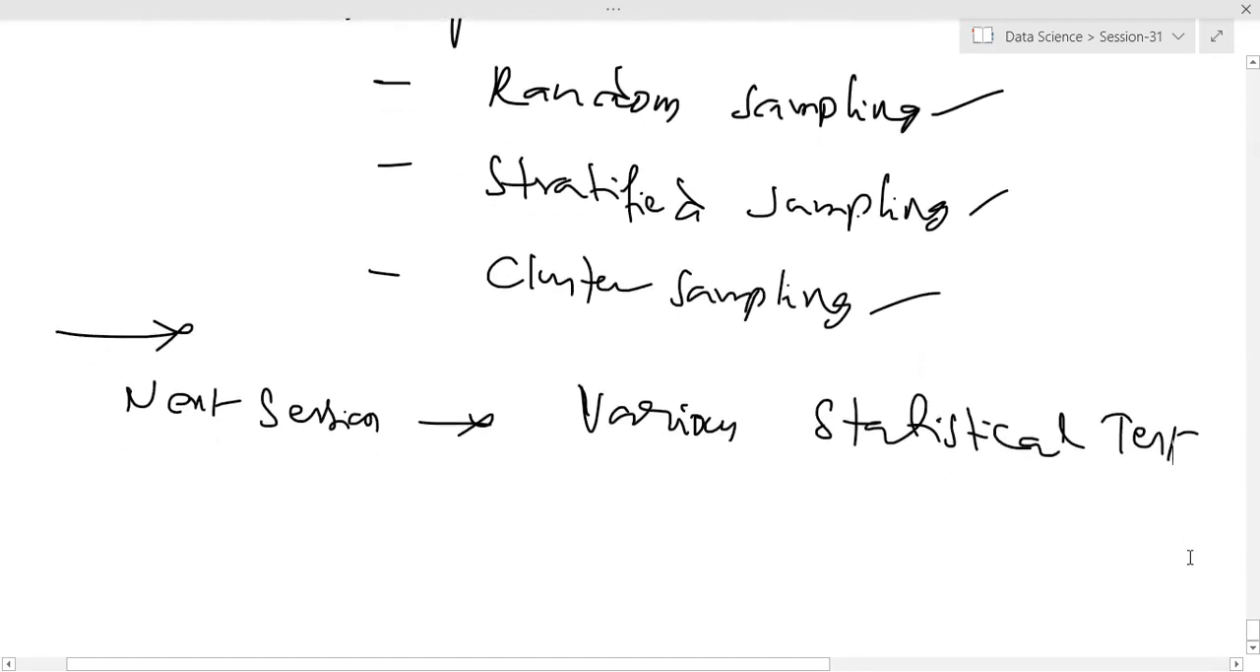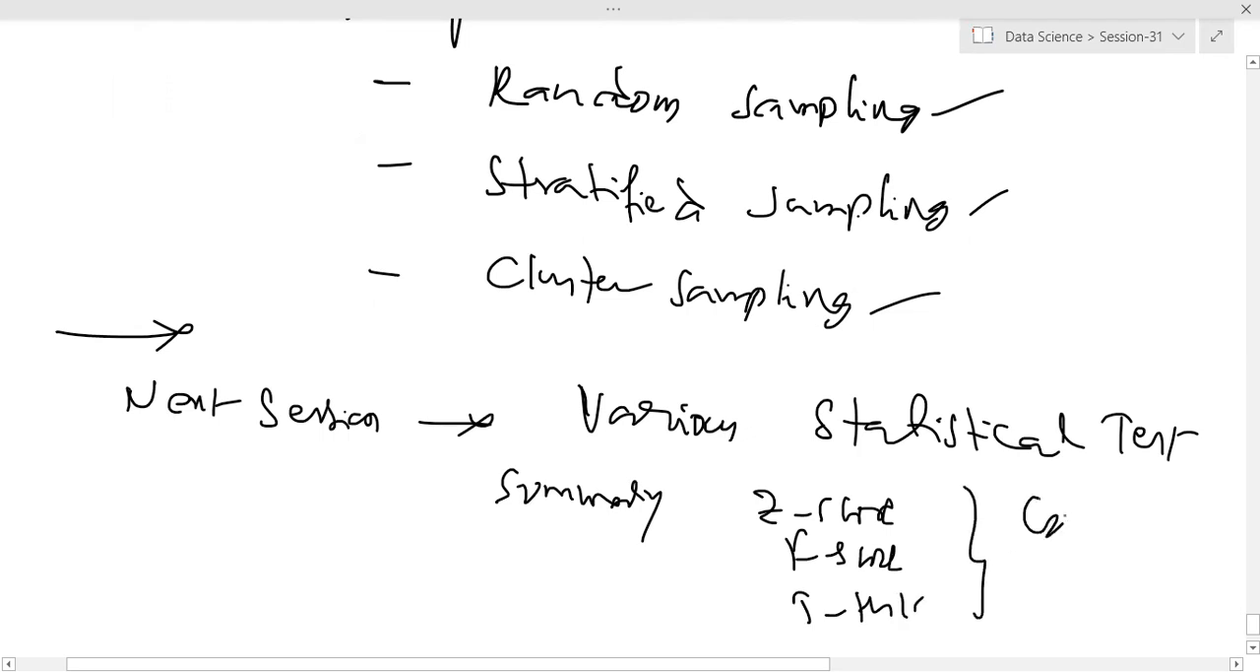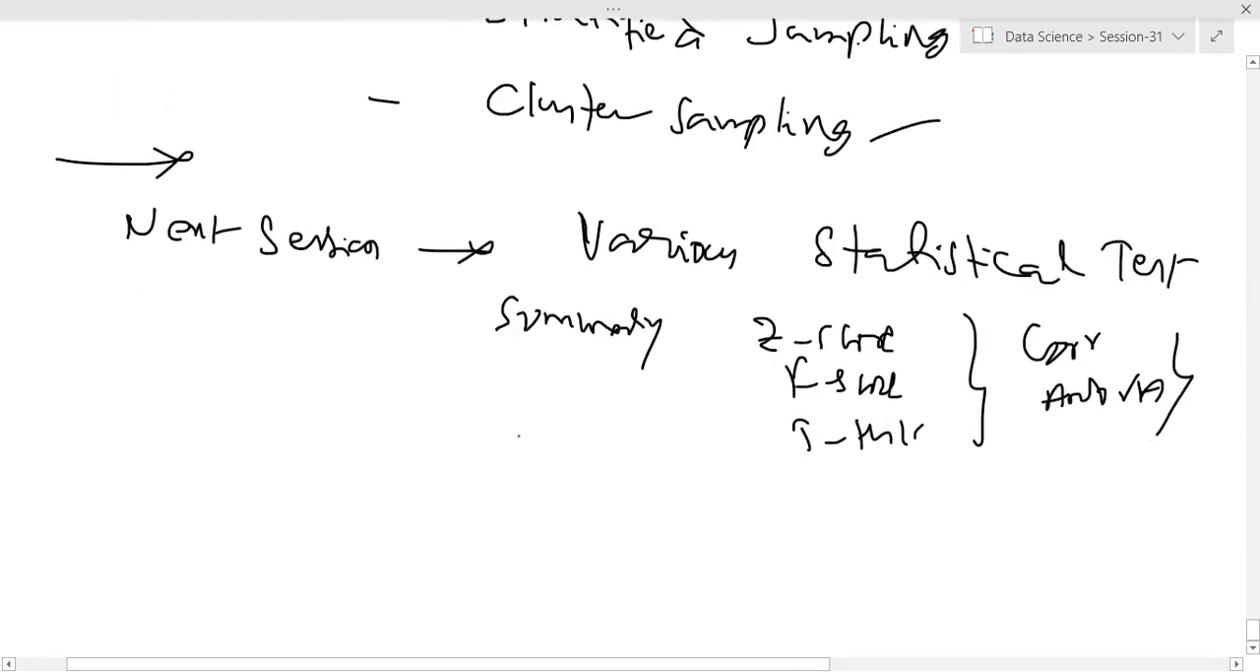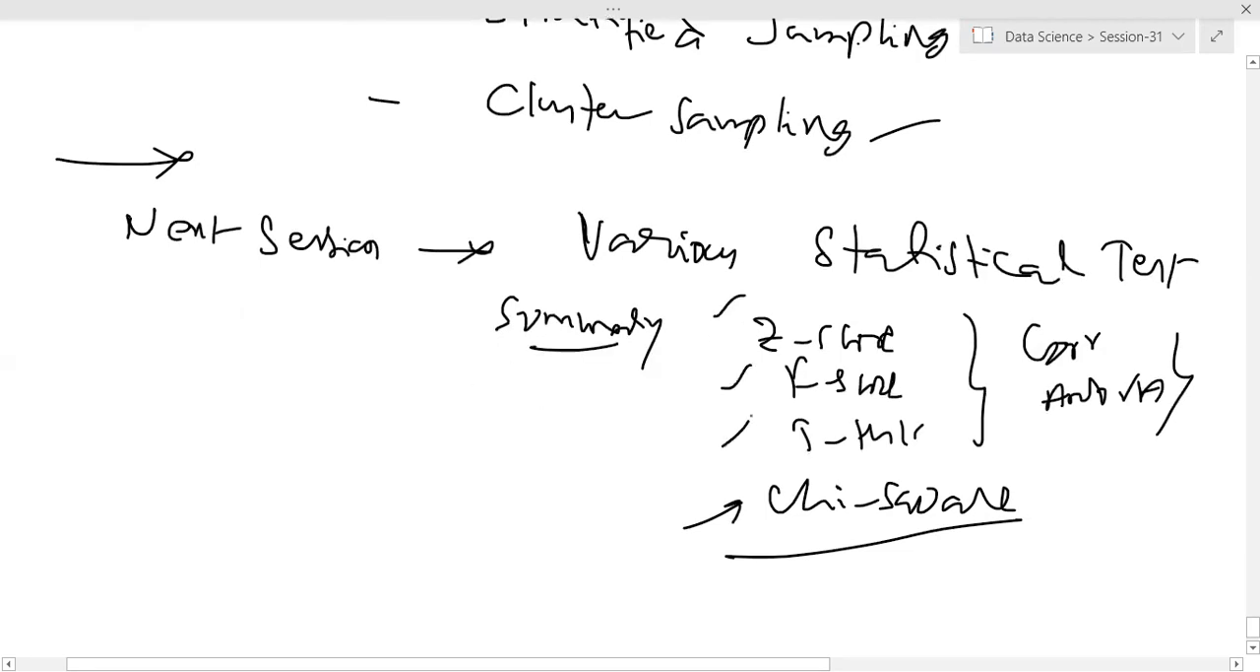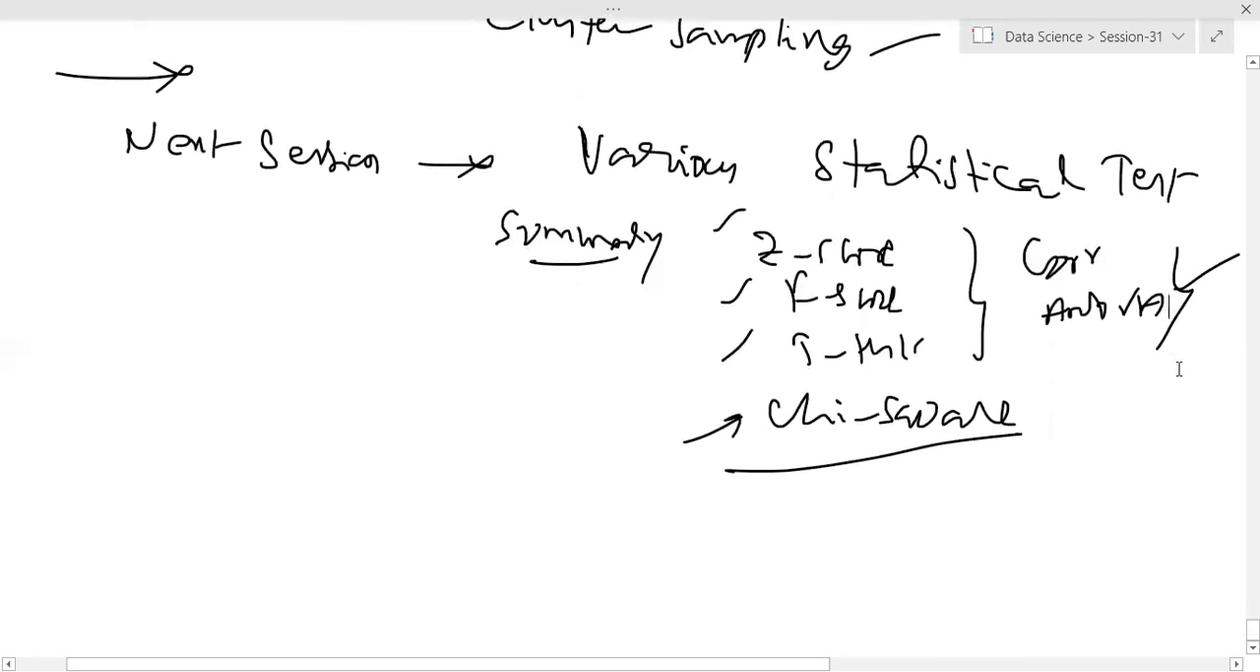Because, friends, these statistical tests are important: at the moment you summarize the results, they will generally give a Z score, F score, T test, correlation, ANOVA (analysis of variance), all these things. And most importantly, chi square, because we are going to use chi square directly in decision trees. So I'll spend some time on these aspects. Maybe 1.5 hours will be dedicated to these statistical tests.